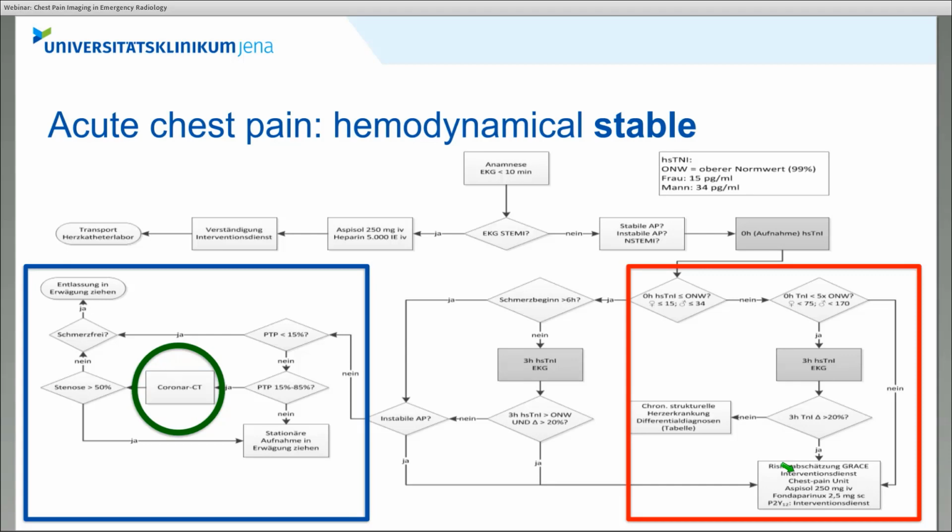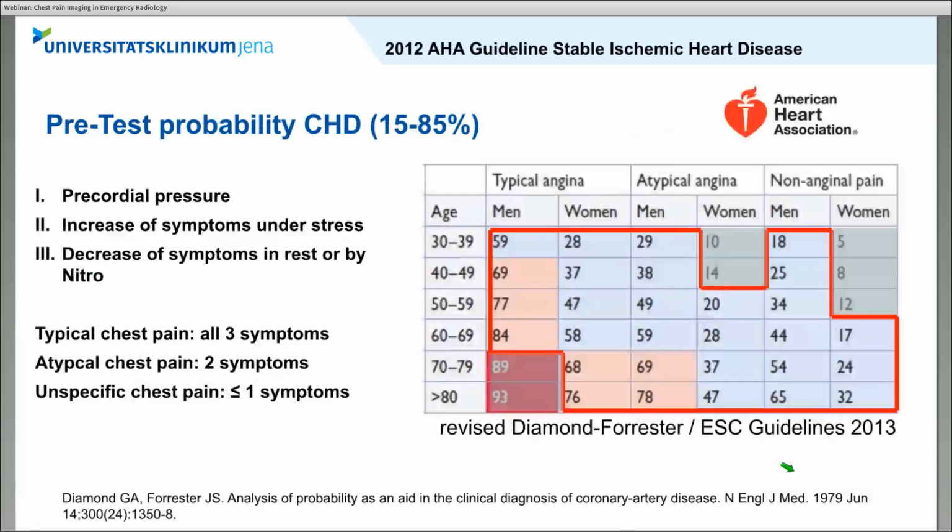There were a lot of changes this year regarding stable chest pain patients in terms of a change of pretest probability. This is something I really want to show you in the next slides, because there was a tremendous change. I start first with the guidelines of 2012 of the American Heart Association.